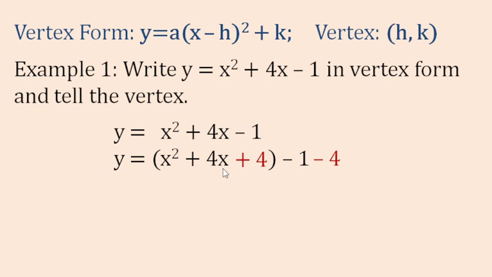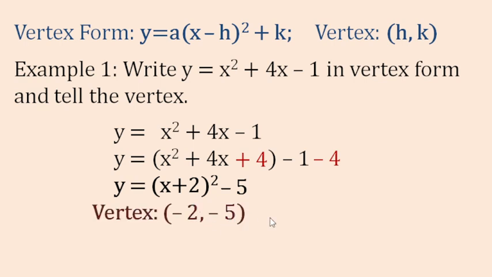Now, x squared plus 4x plus 4 is now a perfect square trinomial. Since it's a perfect square trinomial, we can express this as square of a binomial that looks like this. So if we multiply back the quantity x plus 2 times the quantity x plus 2, this will be our product, x squared plus 4x plus 4. Now we are going to simplify negative 1 minus 4, that gives us minus 5. Now, the vertex (h, k) is the opposite of the number after x and the number outside. So that means (negative 2, negative 5) is our vertex.